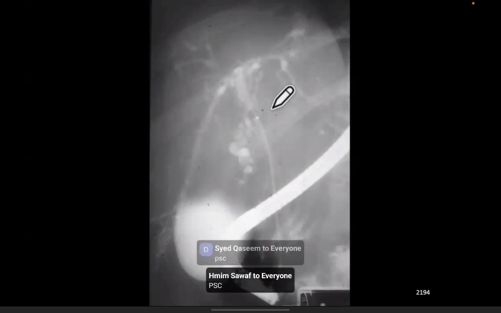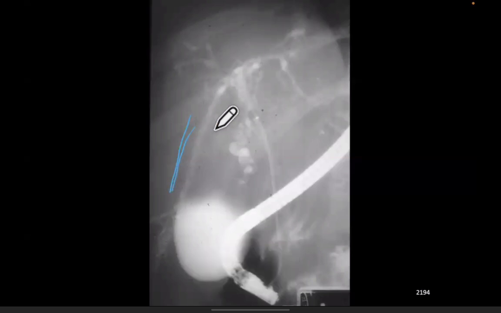So what should happen is the bile duct should get tapered as you go out towards the periphery. But this is getting tighter, then bigger, tighter, then bigger, and it's like a beaded appearance. Yeah, it's sclerosing cholangitis.